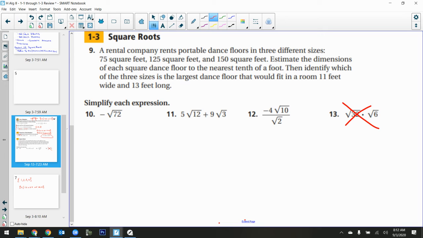three. I got negative radical 72. Break that down. Next one I'm gonna try to break down and then add together. And then number 12 looks like I'm going to try to either rationalize or reduce it out some other way.